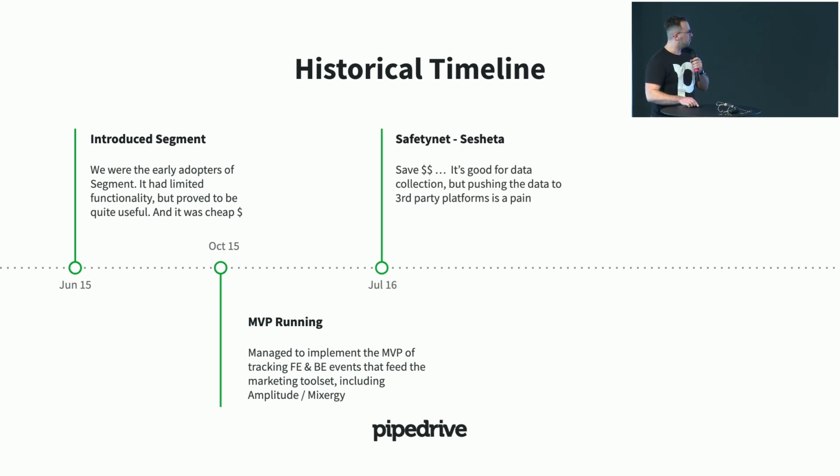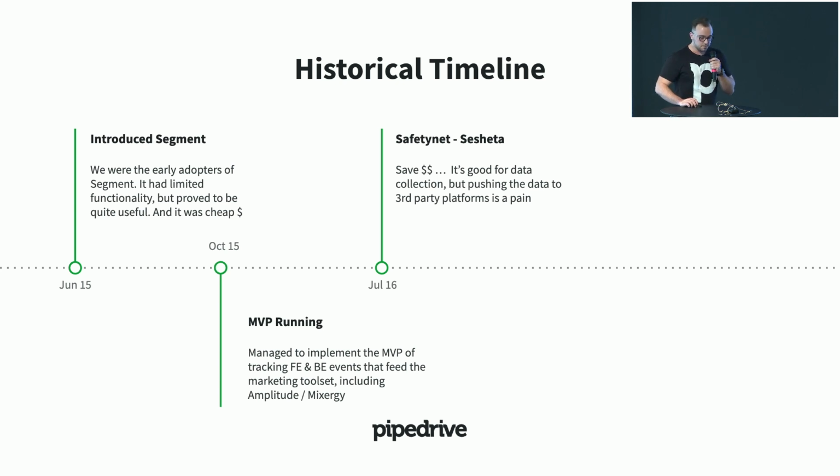After less than a year, we decided that, okay, we need a safety net. We call it Shasheda, which is our own internally built tool, primarily to save money, because at some point when there's a lot of data, it starts to cost a lot, and with Segment, it costs even more. But the only thing that we figured out is that it's good for data collection and data storing, but if you want to integrate that with third-party platforms, it's a pain. It's not really easy to do that.